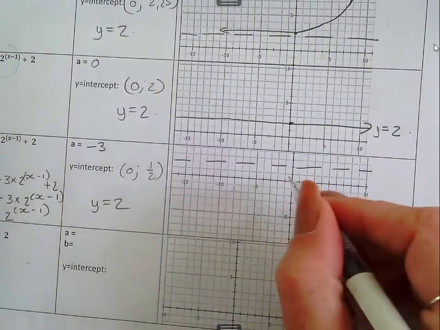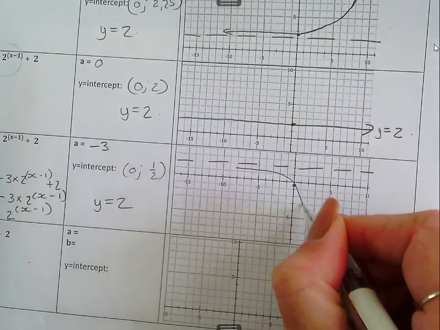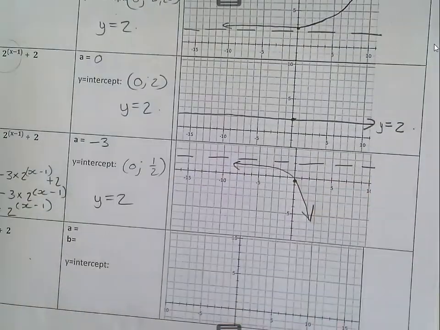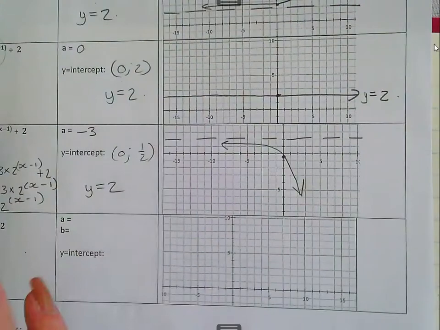So this one, I can't draw it, but I know it's going to go like this. I can't calculate the x-intercept. And there the graph is. It's just been reflected.